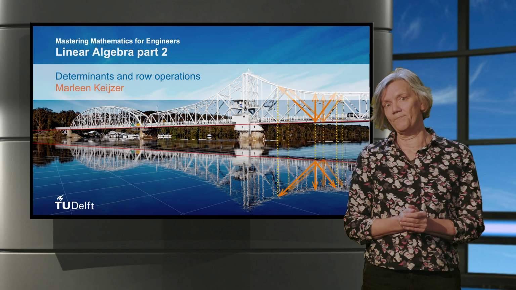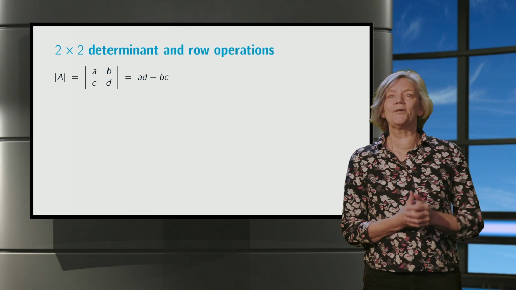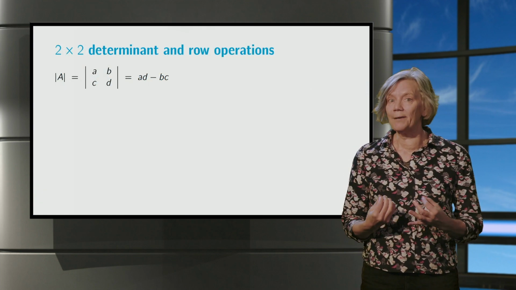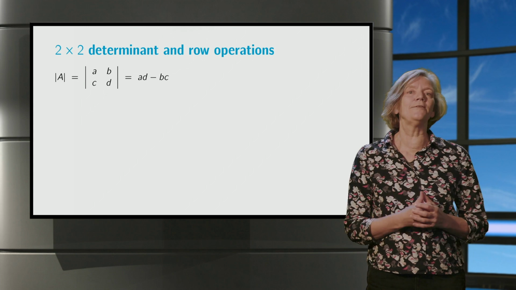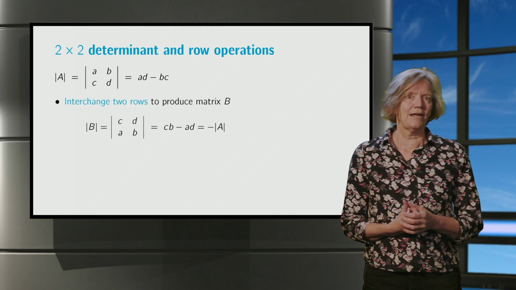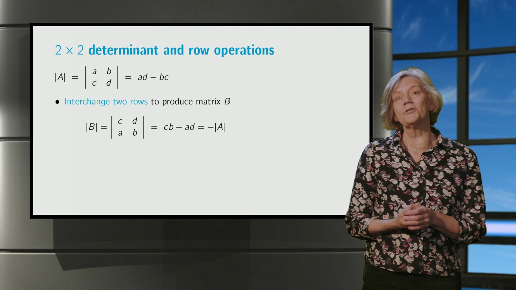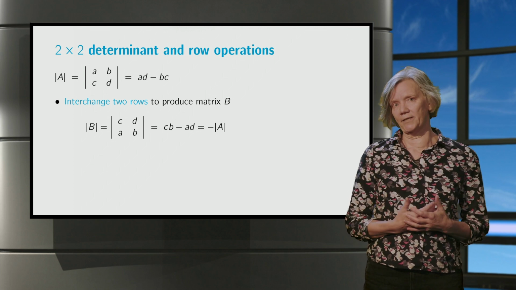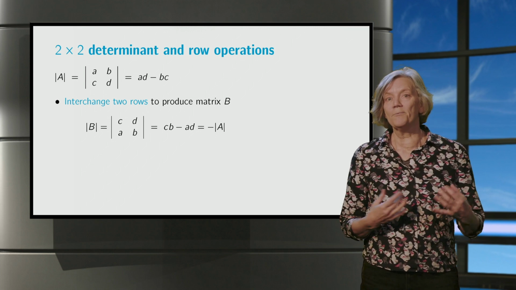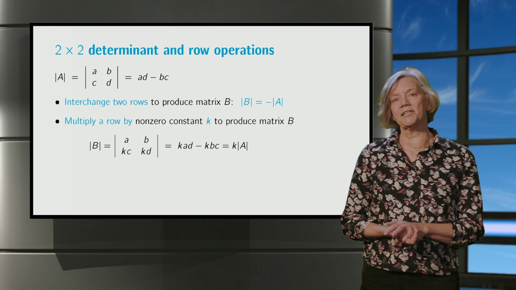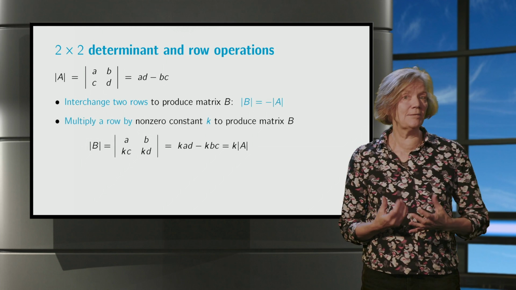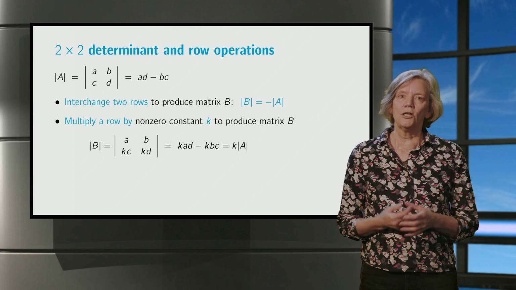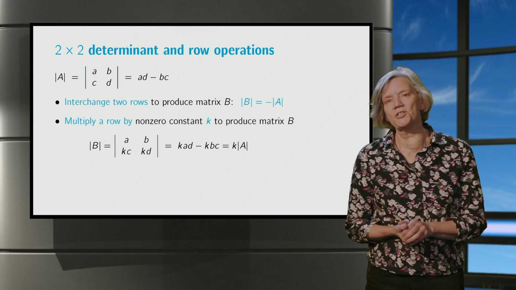be very careful. We start with a 2 by 2 determinant. What happens when we apply one of the 3 row operations? If you interchange the 2 rows, the determinant gains a minus sign. If you multiply one of the rows by a constant k, the determinant is multiplied by that same constant. Note that the constant k should be non-zero.